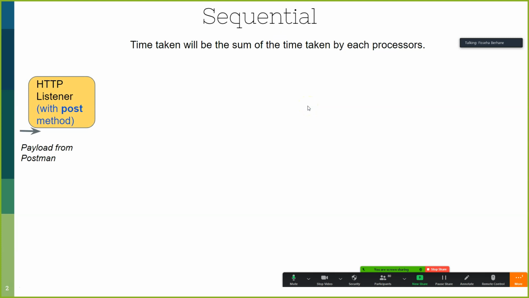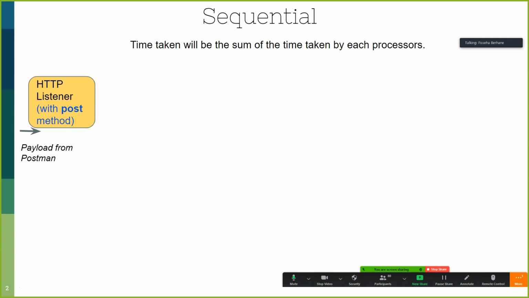In our case today, we want to send data to a destination, so we will send data from Postman. When we send data, the method we are going to use will be POST, and we are going to use an HTTP listener. When the HTTP listener gets triggered, it will get the payload from Postman. So the Mule event in this case will have a payload.